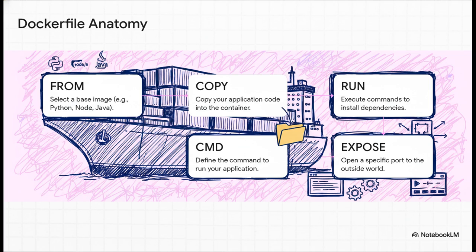First up, FROM. This is like picking your foundation, say a specific version of Python or Node. Then you COPY your own application code right into it. After that, RUN is for installing any dependencies or libraries your code needs to work. EXPOSE is super important. It opens up a network port, kind of like opening a window, so you can actually talk to your app from the outside. And finally, CMD tells the container what command to run to actually start your application.